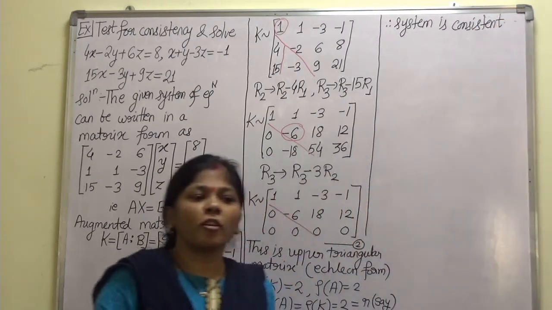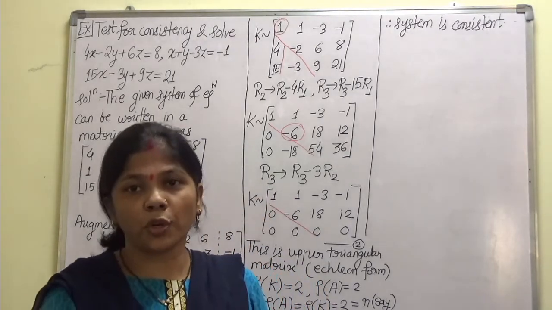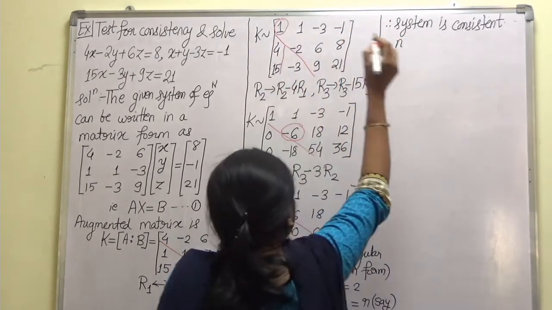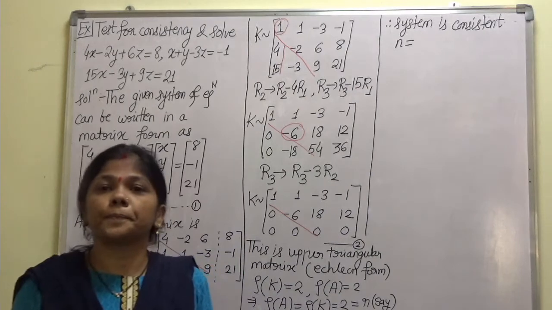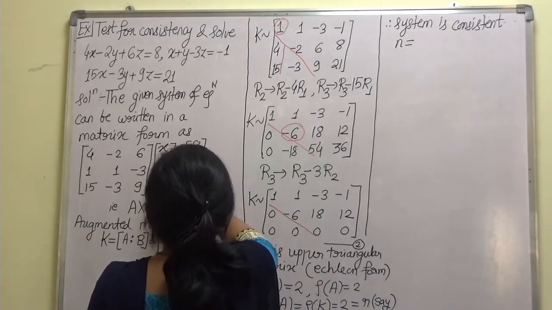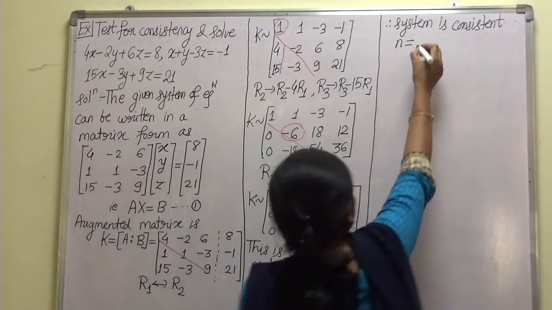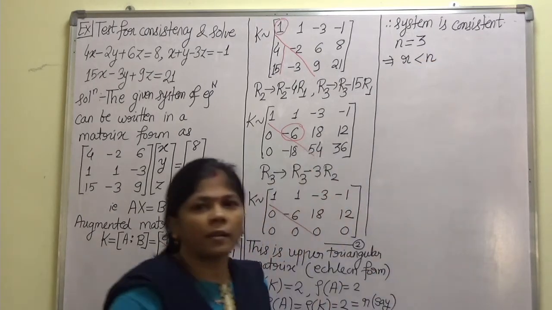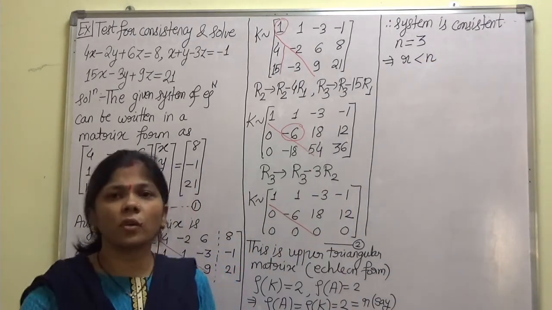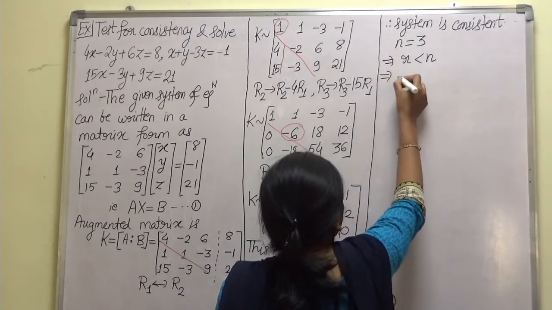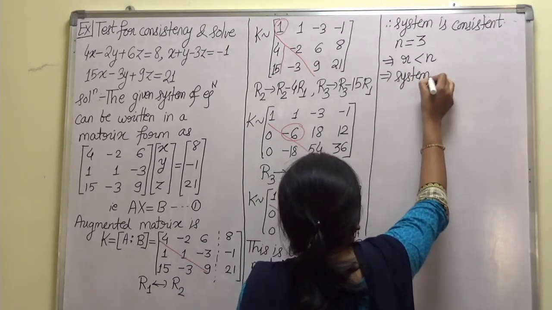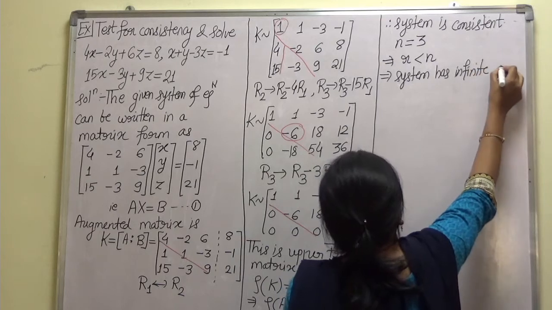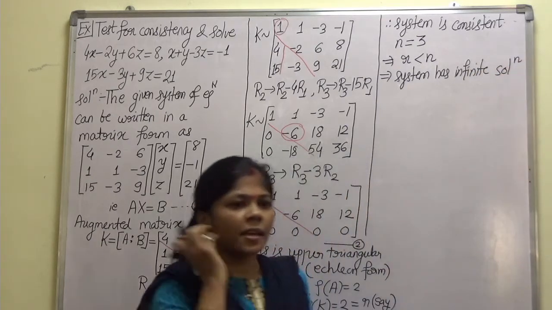And hence we will go for the next step, that is to check the nature of the solution, whether it is unique or infinite. So count the number of variables, that is n, unknowns. What are the unknowns? 3 unknowns, x, y, z. So therefore n is 3. Compare this with r. So r is less than n. The value of r is 2, whereas n is 3. And when we have this condition, it means the system has infinite solutions.